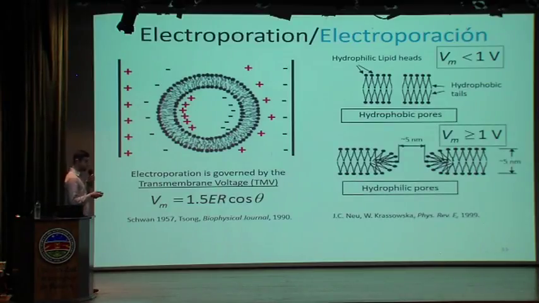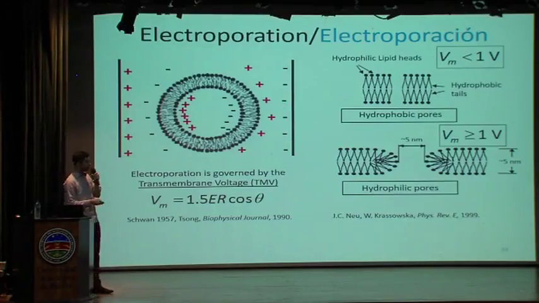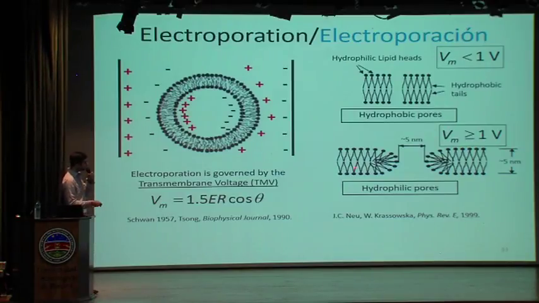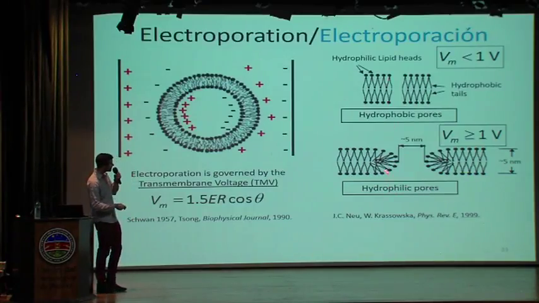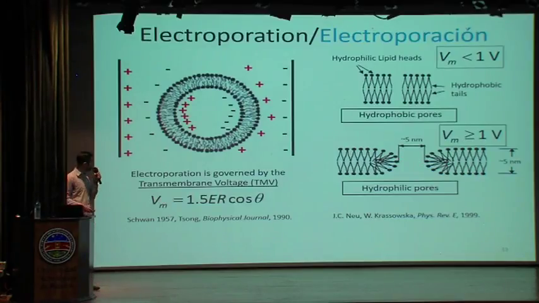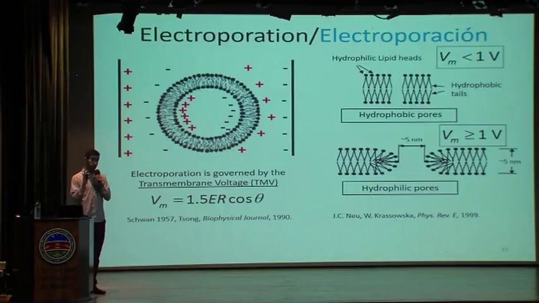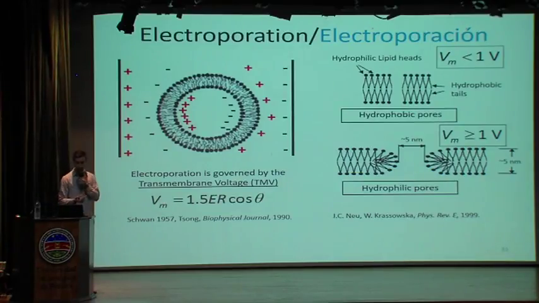What's interesting is that when you add even more voltage, so that the voltage across the membrane becomes greater than 1 volt, then these hydrophilic pores can actually begin to appear. The lipids reorganize themselves, and they form these 5 nanometer or so pores. It turns out that those pores can allow materials like DNA or drugs to enter into the cell. We can use this technique to introduce material into the cell.